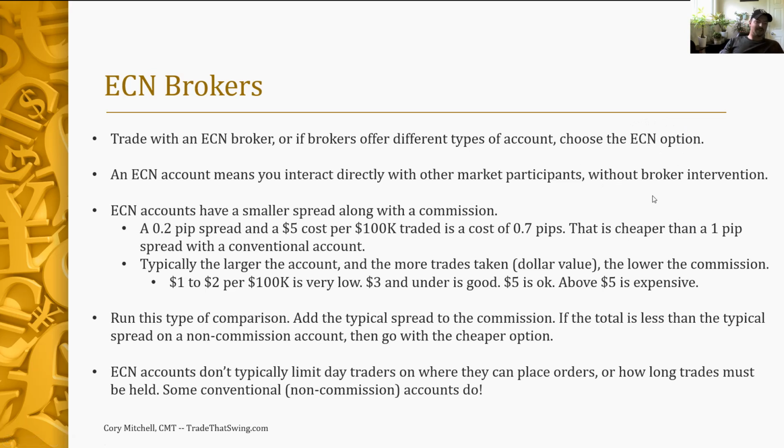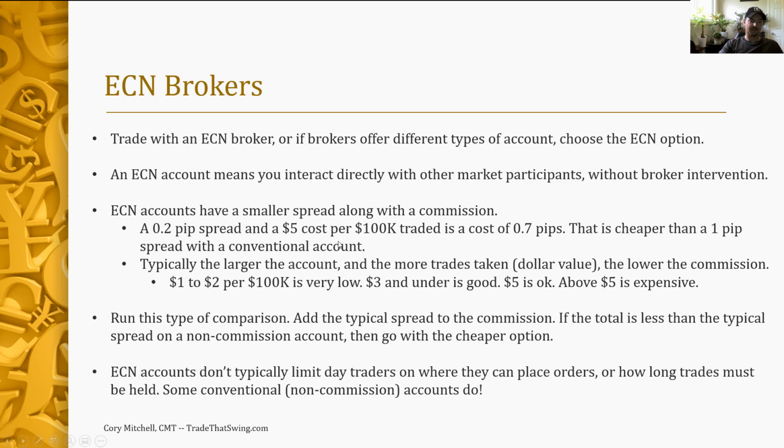And so ECN options will limit that or eliminate it completely. ECN accounts have a smaller spread along with a commission. So you are going to pay a commission per trade with an ECN account, but the spread's going to be smaller to compensate. So if you had a 0.2 pip spread and they're charging you $5 US per 100K traded, your cost is actually 0.7 pips.